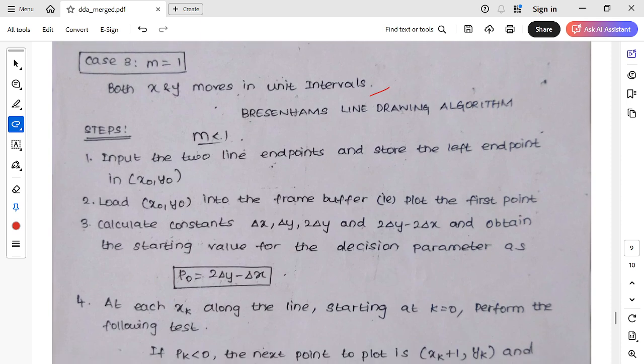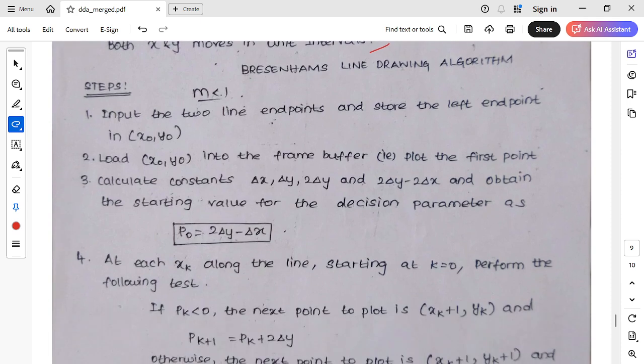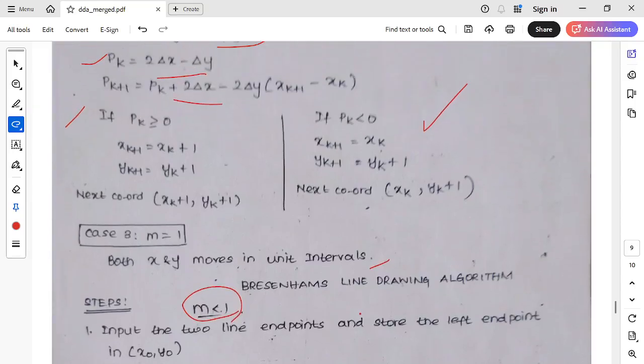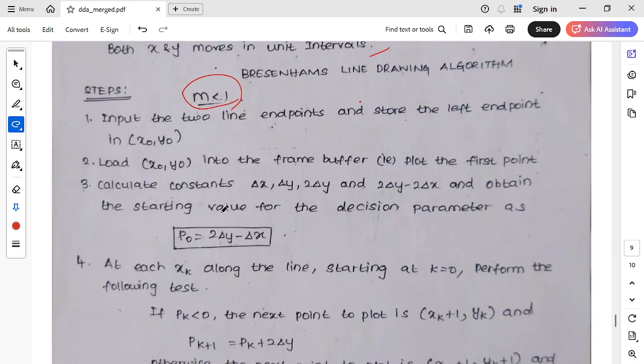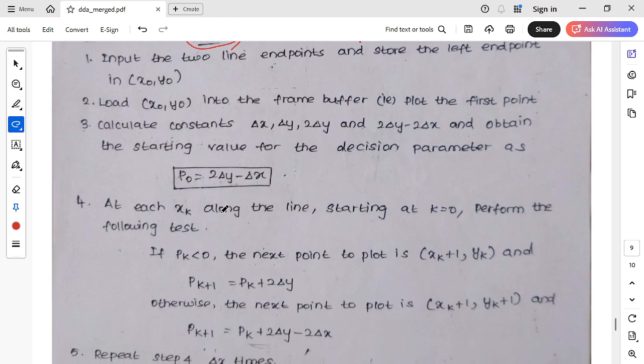So this is the Bresenham line drawing algorithm. This particular line drawing algorithm is for when my slope is less than 1. We have seen how I have derived the next decision parameter and the initial decision parameter. This particular algorithm is the summarization of the above. Given the two endpoints, I'm going to store the left endpoint in x naught comma y naught. The next step is to load this initial point into the frame buffer, that is, I'm going to plot the first point.